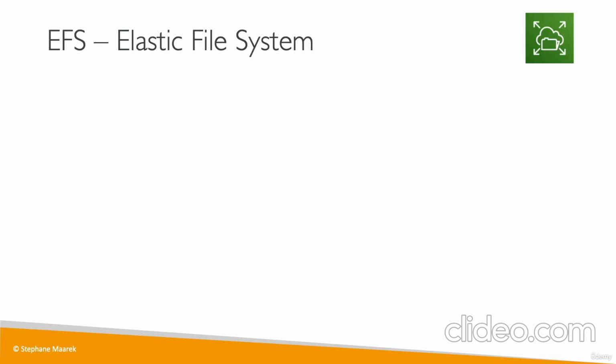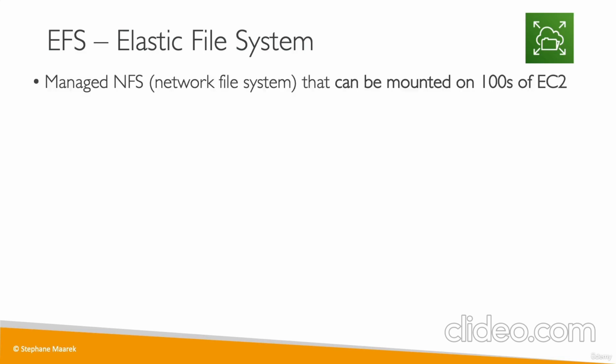Now here's a third type of storage you can attach onto an EC2 instance, and this is a network file system, or NFS. EFS stands for Elastic File System, and it is a managed network file system, and the benefit of it is that it can be mounted to hundreds of EC2 instances at a time. Before we had an EBS volume attached to only one EC2 instance at a time, but with an EFS drive, you can mount it onto hundreds of EC2 instances. So that makes it a shared network file system, or shared NFS.